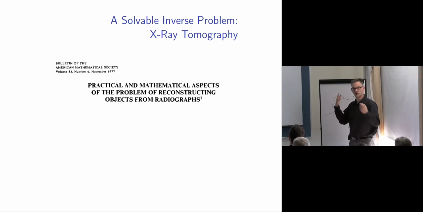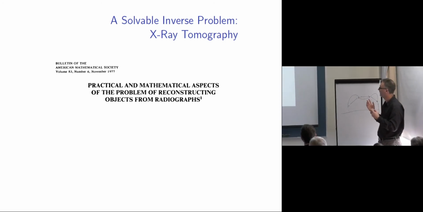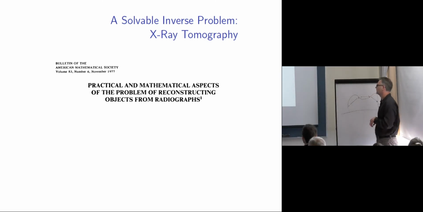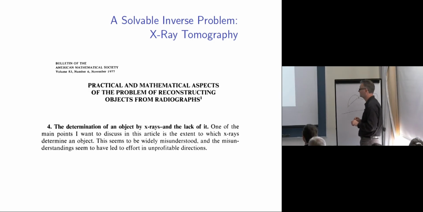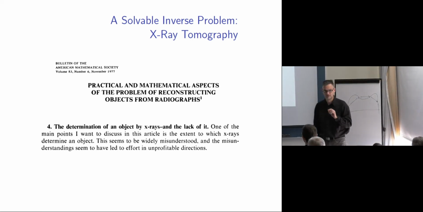Okay, so here's a sort of survey article lecture that one of the guys involved in this was giving in 1977, published in the Bulletin of the American Mathematical Society. Practical and mathematical aspects of the problem of reconstructing objects from radiographs. The determination of an object by X-rays and the lack of it, section 4. One of the main points I want to discuss in this article is the extent to which X-rays determine an object. This seems to be widely misunderstood, and the misunderstandings seem to have led in unprofitable directions.